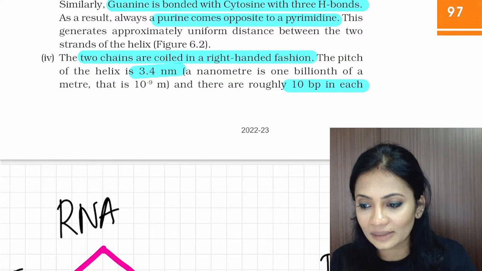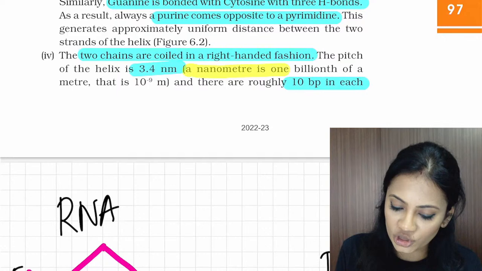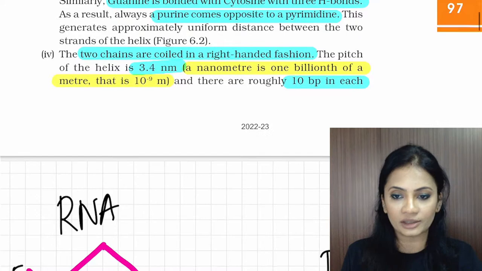Very good class. Okay, just watch this conversion. A nanometer is 1/1,000,000,000th of a meter. That is 10^-9 meters. Okay. Maths, so you guys are better than me. Much far better than me.